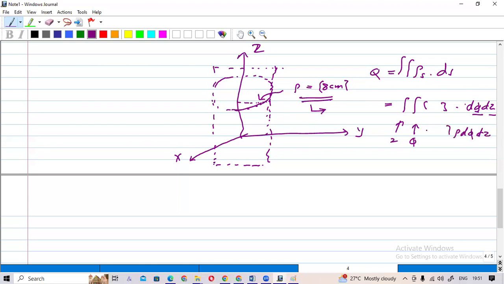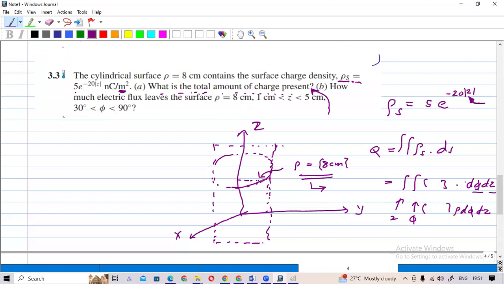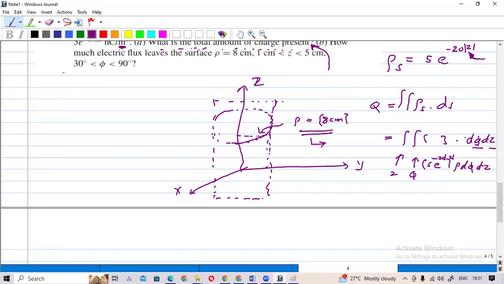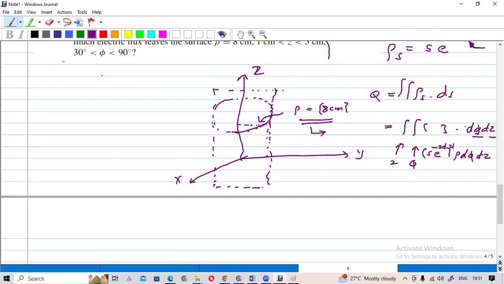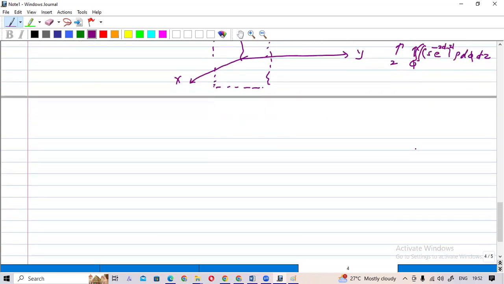So what is the function? The function is 5e to the power minus 20 magnitude of z distance. Magnitude distance. So this is the function we need to evaluate.